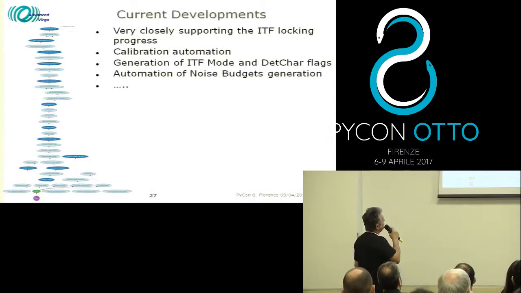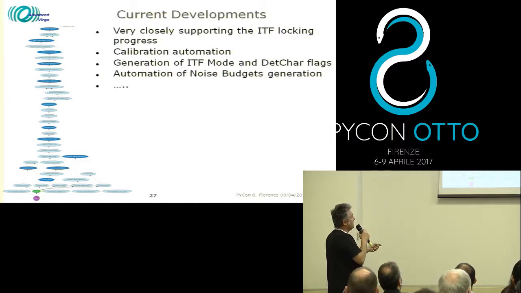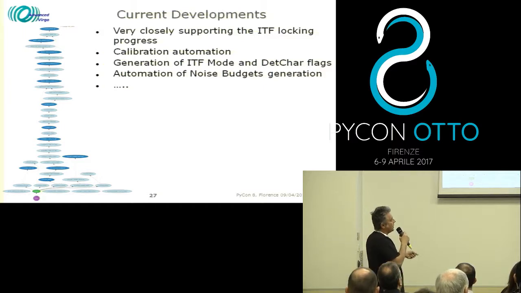And what is the current development? We are always trying to support the ITF locking progress. For example, we support the calibration of the interferometer, and the generation of the state, so you want to know in which state your interferometer is, if you are, for example, in science mode or whatever. And then we also need to deal with the noise budget generation.